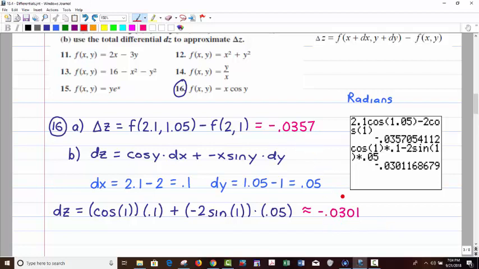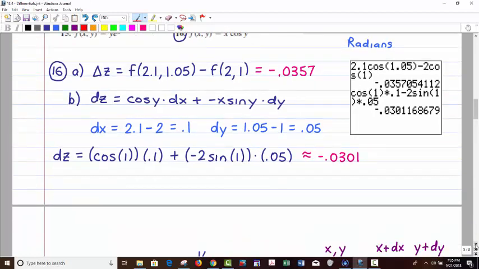Now the idea here is that the dz is supposed to be close to the delta z. I still consider that close enough. Sometimes you'll see them a lot closer, because dz is actually approximating delta z. That's not too bad, and obviously the fewer the number of decimal places, the better. But it's okay. Obviously you just don't want to be way far off. If you got negative 0.0357 here and you got like negative 4.2 down here, then you would know that you were really, really far off and something's wrong in your calculation. But that's close enough. And there we go.